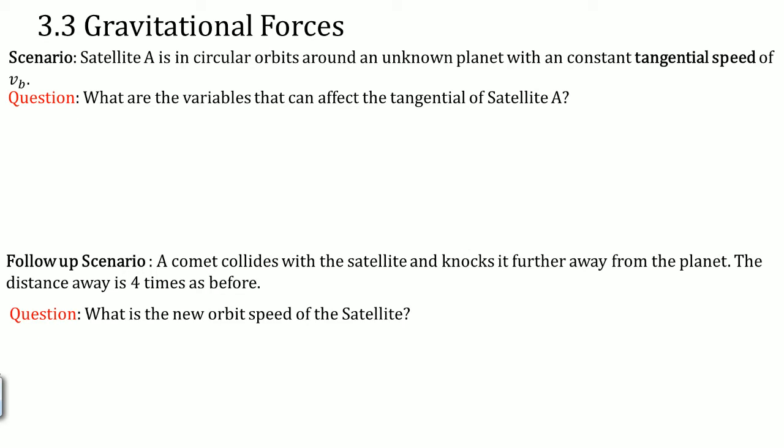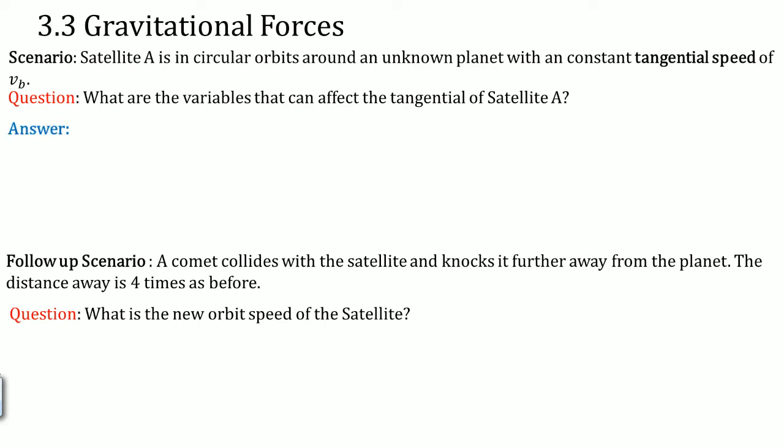Scenario. Satellite A is in a circular orbit around an unknown planet with a constant tangential speed of VB. Question. What are the variables that can affect the tangential speed of satellite A?